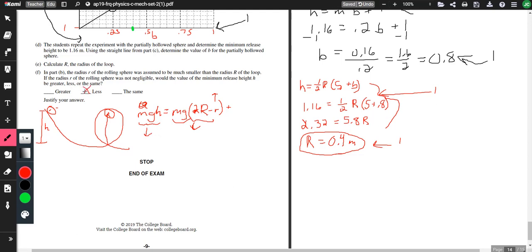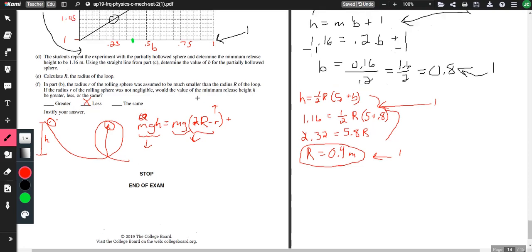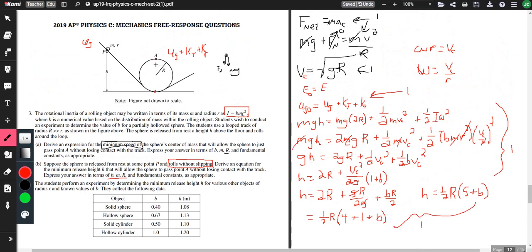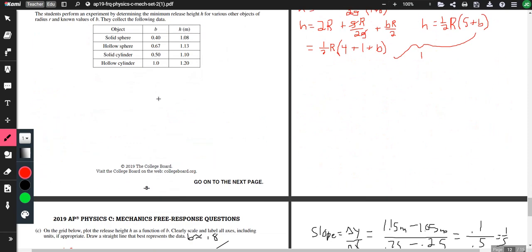This could be explained a variety of different ways. This could be mentioned as the center of mass of the object not going as high as it did originally. Originally we assumed that the center of mass was essentially right at where A is, but it's actually going to be a lot less than that.